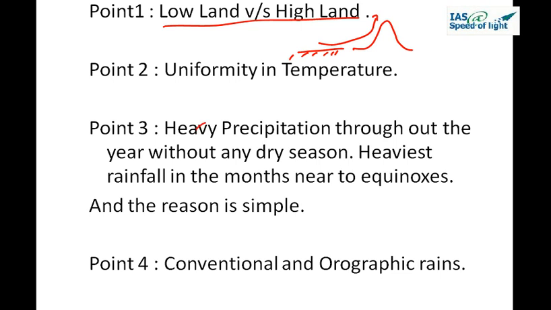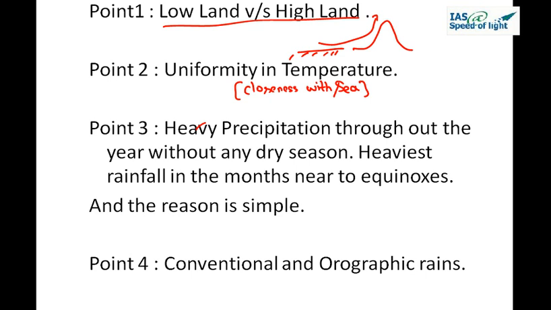Uniformity in temperature. This is the second point, and it is also very well understood now. We are going to have uniformity in temperature because of the closeness to the sea. So if somebody gives you a temperature table and asks you to find out the climate zone, and there is not much difference and no distinct winter season, then it can be equatorial regions.